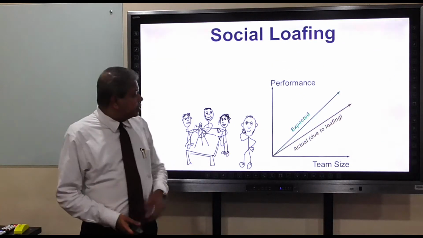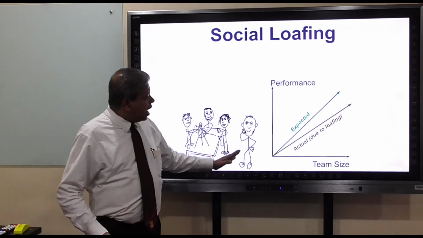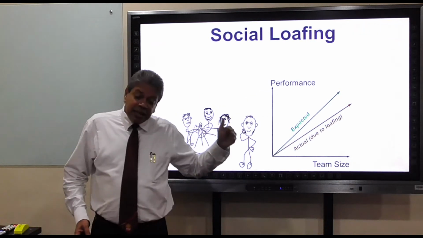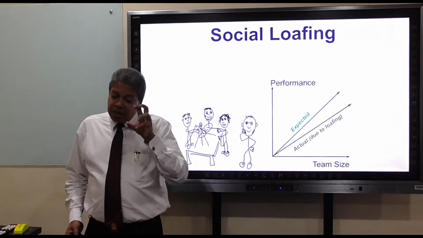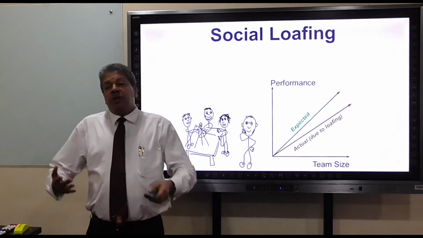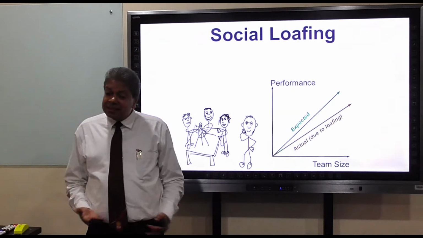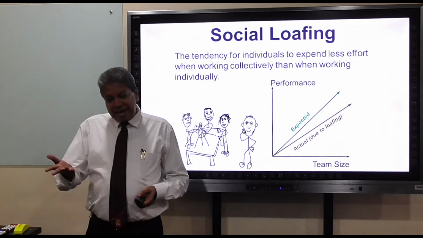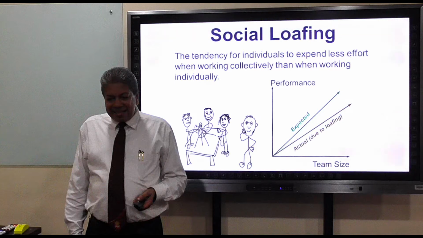This can be described as a diagram. Expected performance is dropped due to loafing. So you see, the higher the team size, there will be a drop in performance because there will be freewheelers, there will be passengers, there will be people who are just there without performing. Tendency for individuals to extend less effort.